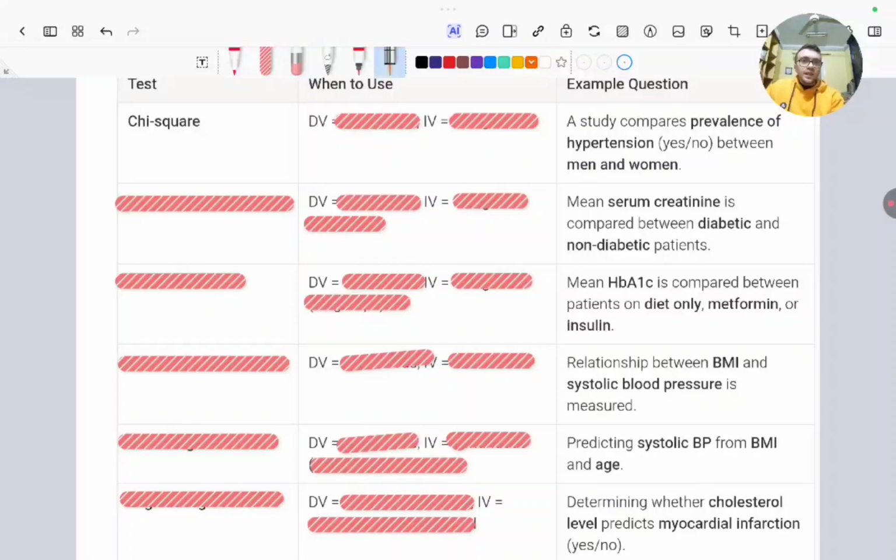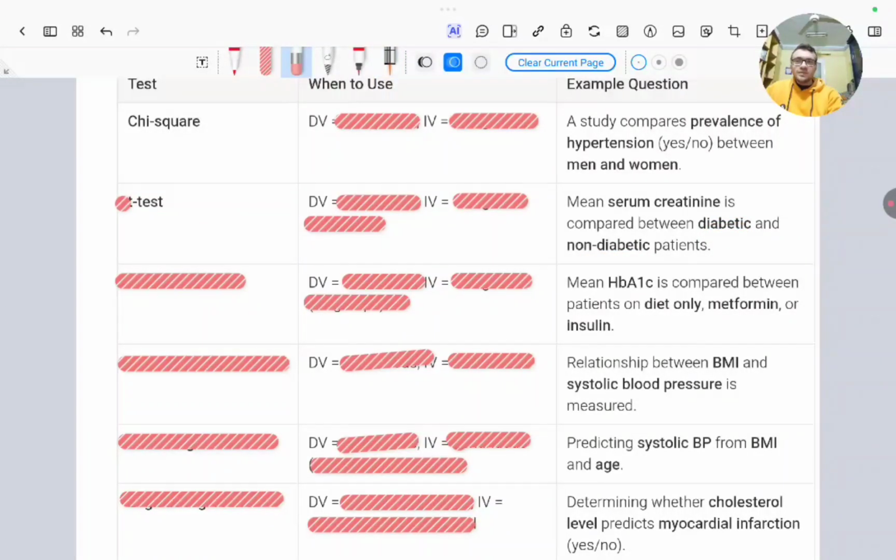What about mean serum creat is compared between diabetic and non-diabetic. Creat depends on diabetic state, so creat is a dependent. Serum creat is continuous, and diabetic is categorical. Continuous, categorical, you should identify the number of groups. There are 2 groups, so we should use t-test. No problem.